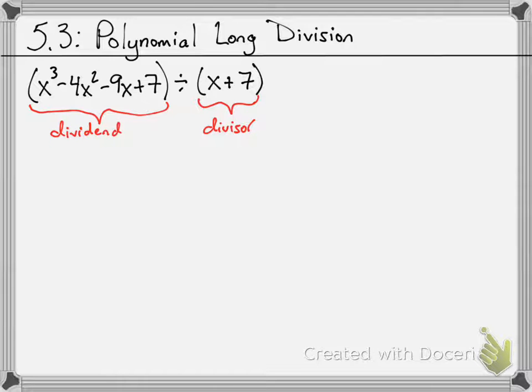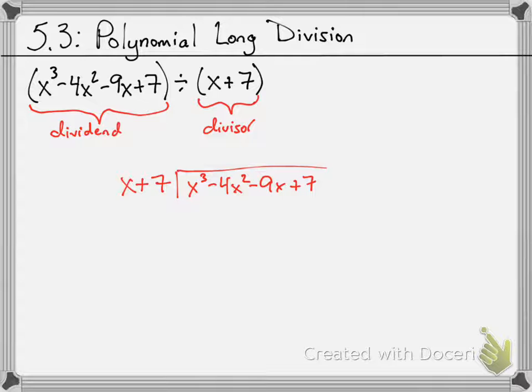The dividend is what we're starting with. The divisor is what we're actually dividing by. So let's go ahead and work through how we divide polynomials. I'm going to use a setup that looks very similar to what you may or may not remember from long division many years ago. I'm going to set this up where I have a little elbow box here. I'm going to put my dividend underneath and my divisor on the outside.